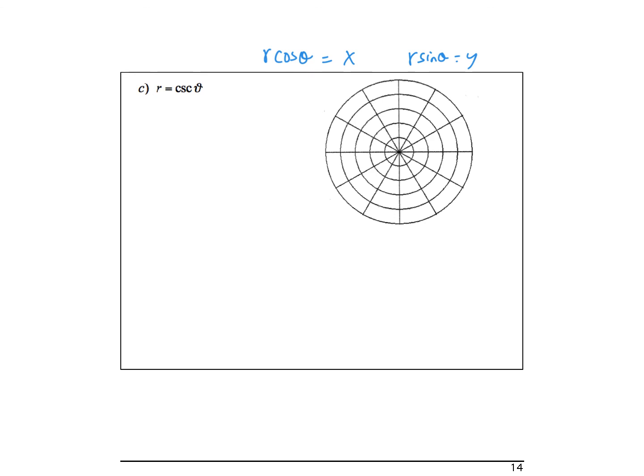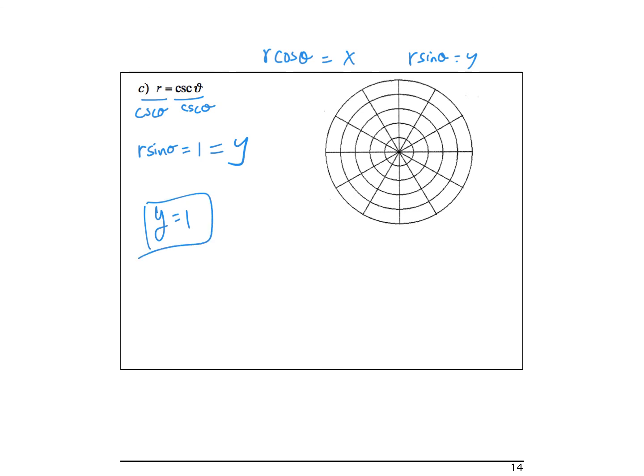So here, what if I tried dividing by cosecant theta on both sides? Well, cosecant is the same as one over sine. So then this is really r sine theta equaling 1, right? Well, r sine theta is y, right? So y is just 1.